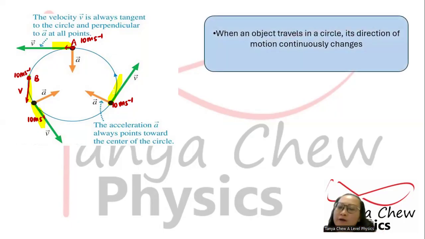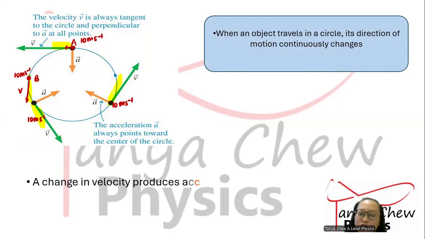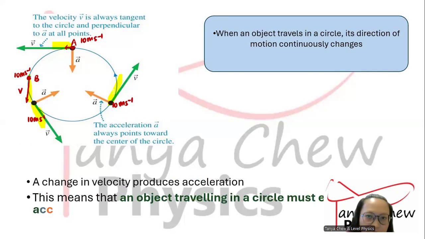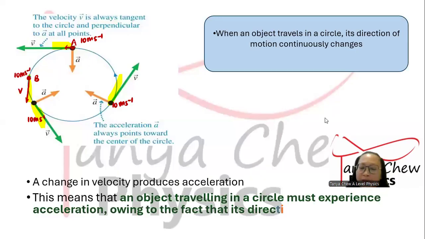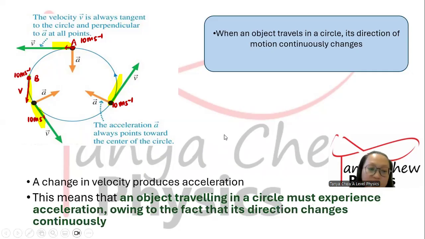So, when an object travels in a circle, its direction of motion continuously changes. Like what I drew here, you can see that. A change in the velocity will produce acceleration because the rate of change of velocity represents acceleration. And this also means that an object traveling in a circle must experience acceleration, owing to the fact that the direction changes all the time. Which direction again? The direction of the velocity changes continuously.